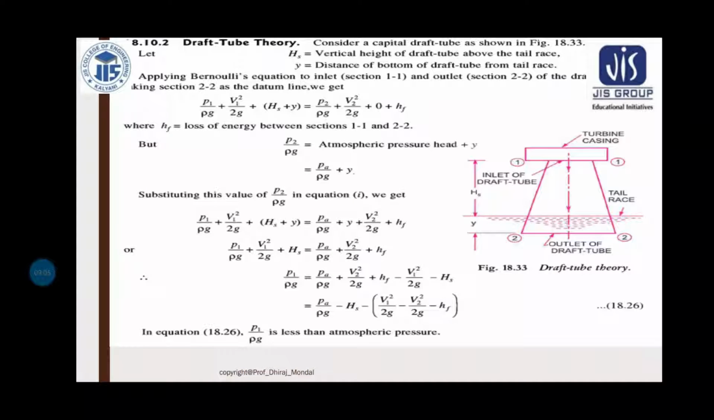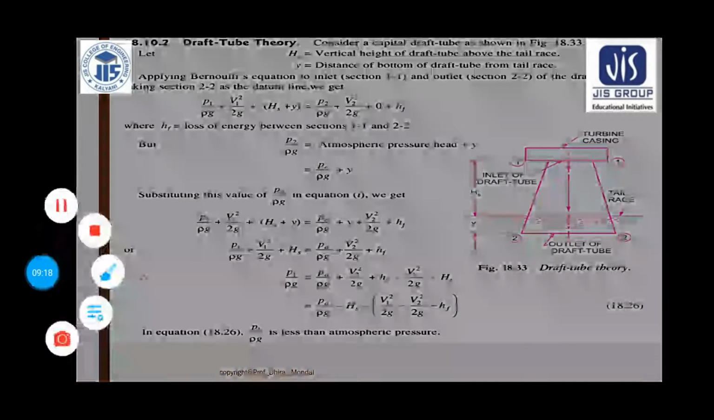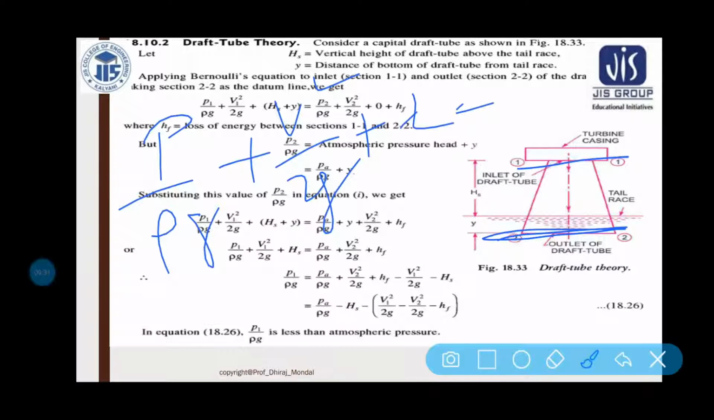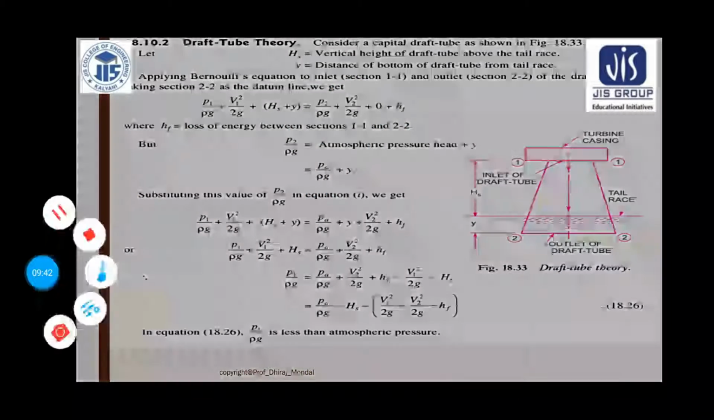Now let us discuss Bernoulli's equation here, in section 1 and section 2. If you want to apply Bernoulli's equation between section 1 and section 2, what can we write? We know Bernoulli's equation: P by rho g plus V square by 2g plus Z is equal to constant, and at every point it will be constant. And what are the assumptions of Bernoulli's equation? Can you remember them?